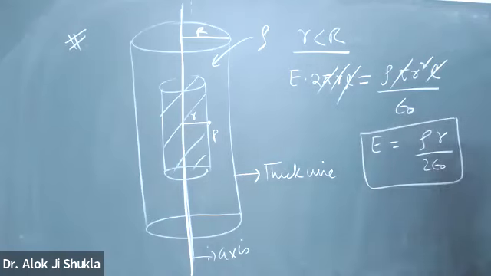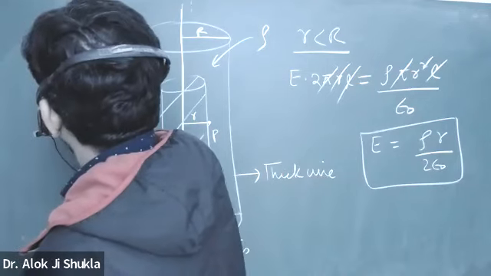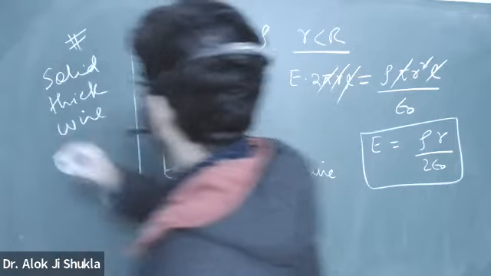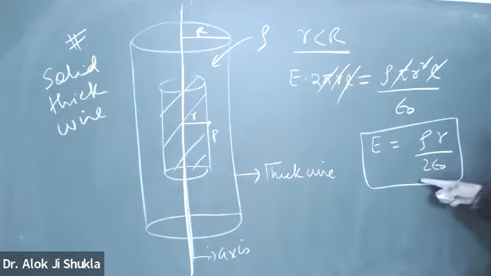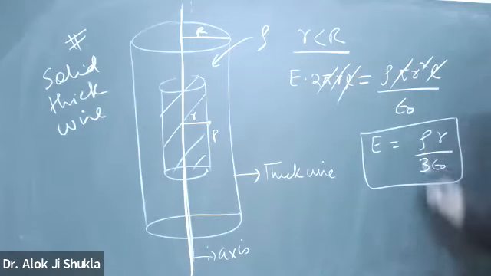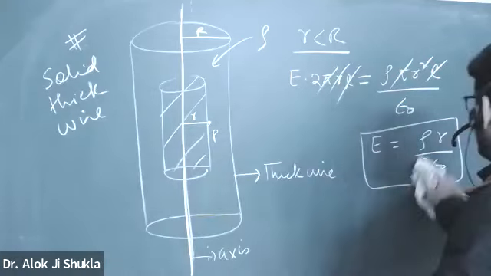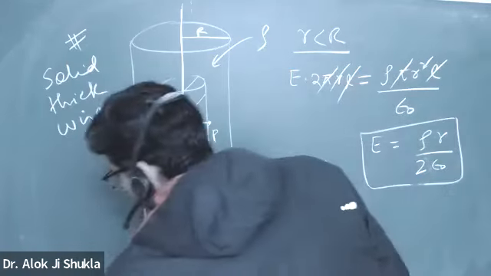Inside the cylinder, this is a solid thick wire. What was it for a sphere? Rho r by 3 epsilon naught. What is it for a cylinder? It is rho r by 2 epsilon naught. Yes or no?